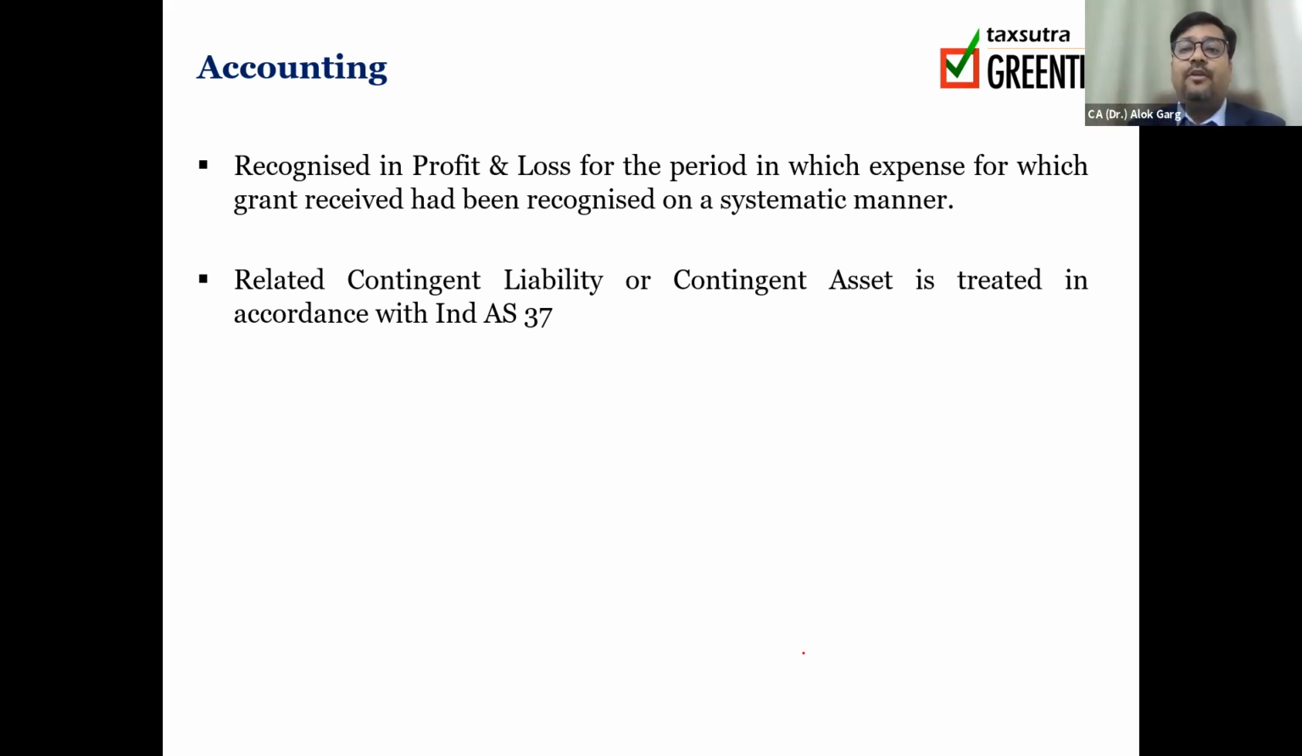The related contingent liability or contingent asset is treated in accordance with Ind AS 37. Okay. So for example, the company has recognized government grant because the entity is certain that yes, we will be able to comply with the condition. And this condition has to be fulfilled for a period of 5 years. Okay. So until the 5 years are completed, the related amount has to be shown as a contingent liability, because due to unforeseen circumstances, if the company is not able to comply with the conditions, then in future, the company has to repay the government grant.